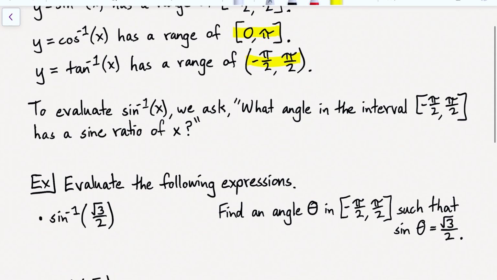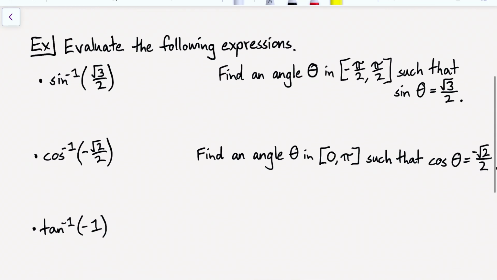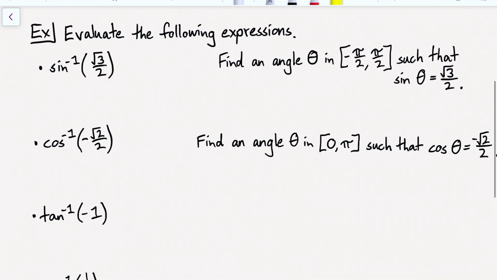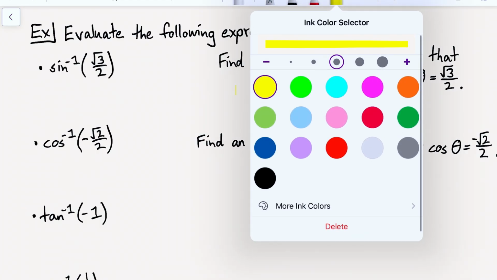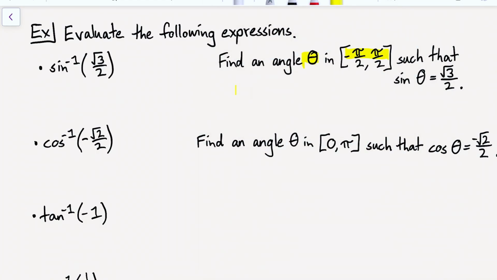Let's consider a few specific examples. Say I want to evaluate sine inverse of root 3 over 2. Putting it in words, here's what that means. We want to find an angle theta in the interval negative pi over 2 to positive pi over 2 such that sine of theta equals root 3 over 2.